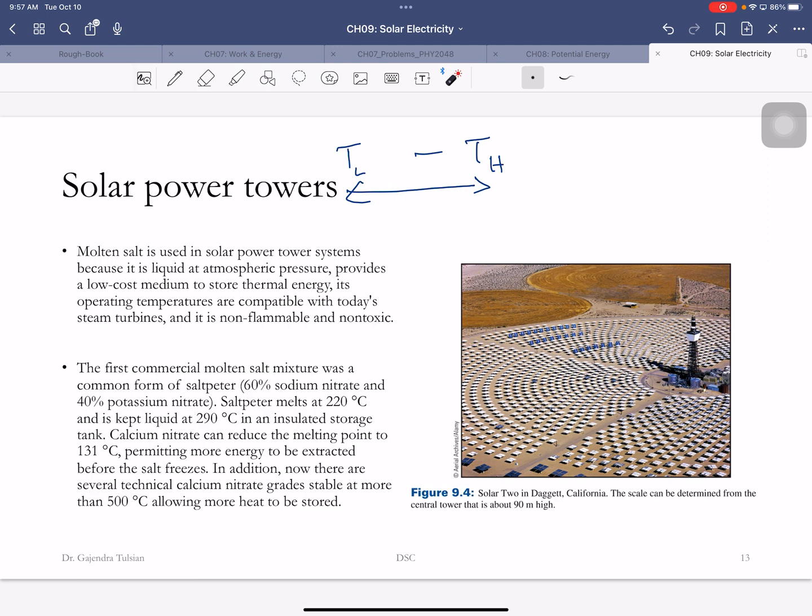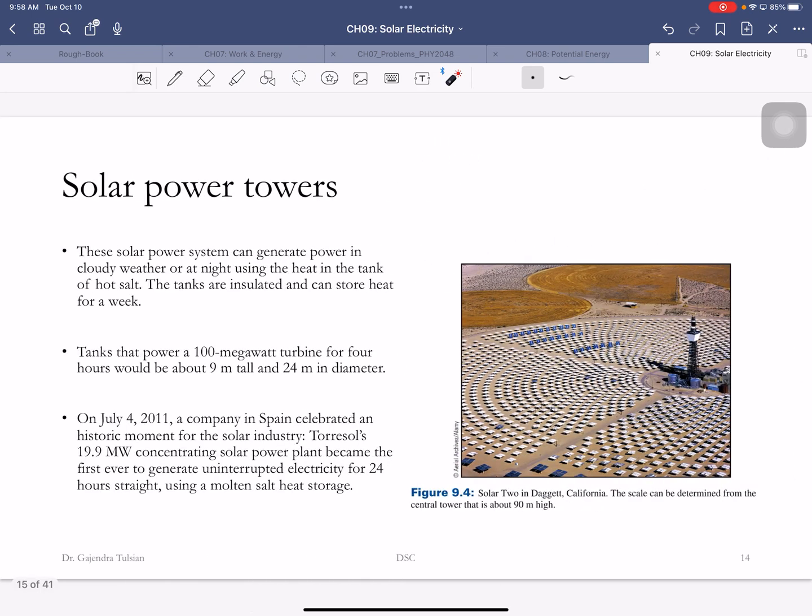Again, what you're looking for is for the salt to be liquid in a larger temperature range. If it's liquid at lower temperatures, you can extract more heat out of the salt. And if it's liquid at a higher temperature, you can store more heat. So the larger the gap, the better it is for us.